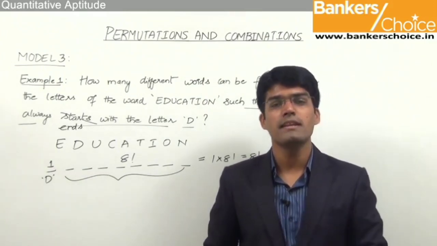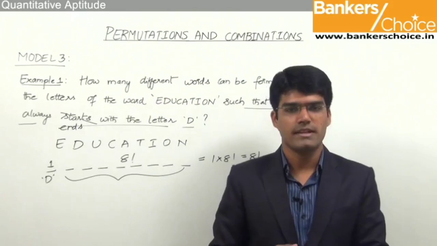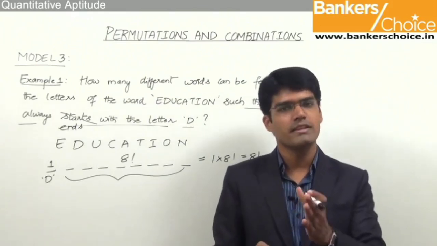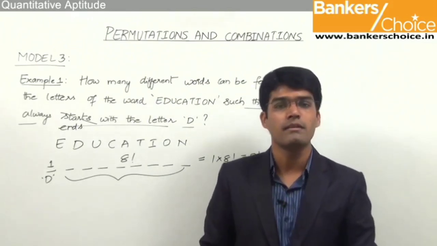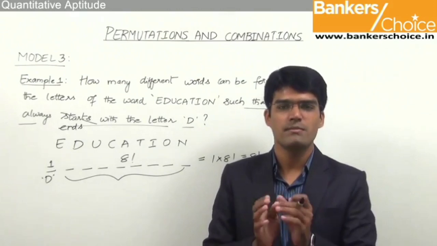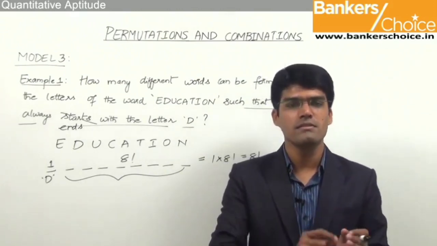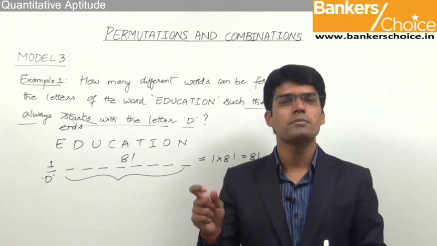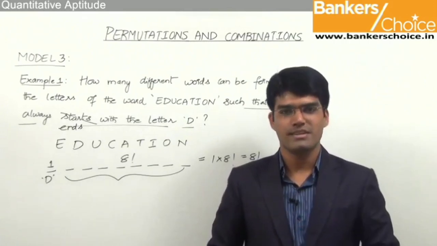So the point to be noted here is, whatever be the type of object, it can be persons or letters or digits or any other object for that matter, the answer for these types of questions can be obtained by fixing the given position with the given object. And then the remaining positions have to be occupied by the remaining objects.